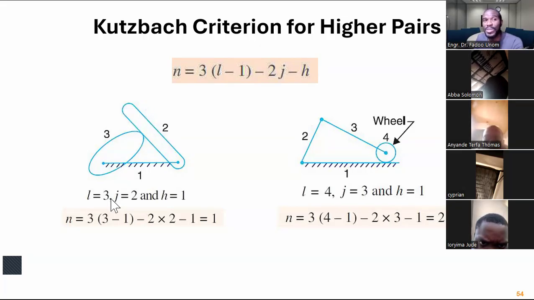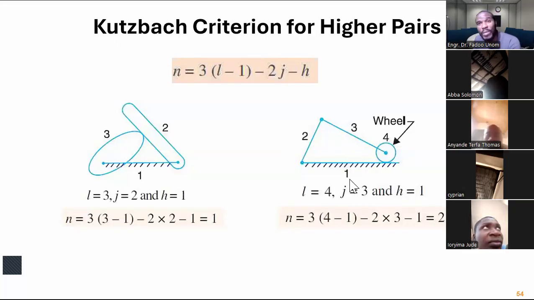So when you are counting, you see that L is 3. J is 2, right? There are 2 binary joints, this and this. Binary joints are particularly found with lower pairs, right? This one here is not a binary joint. It is a higher pair. So the higher pair there is 1. And so you can plug it into your equation and calculate to find your degree of freedom.